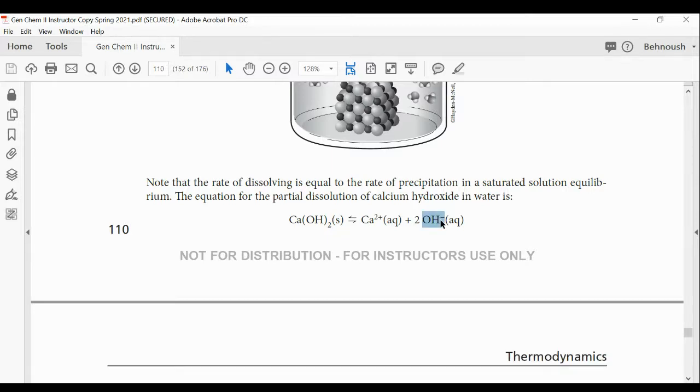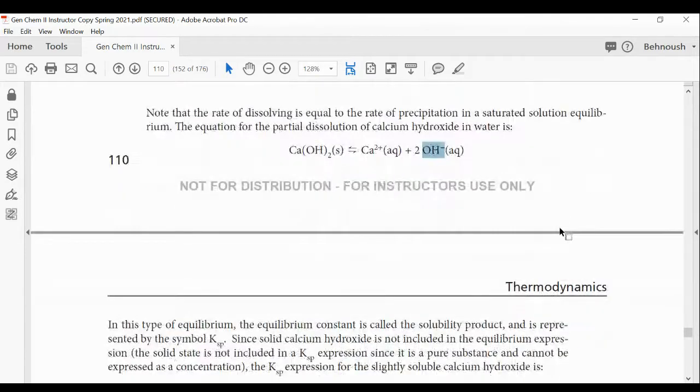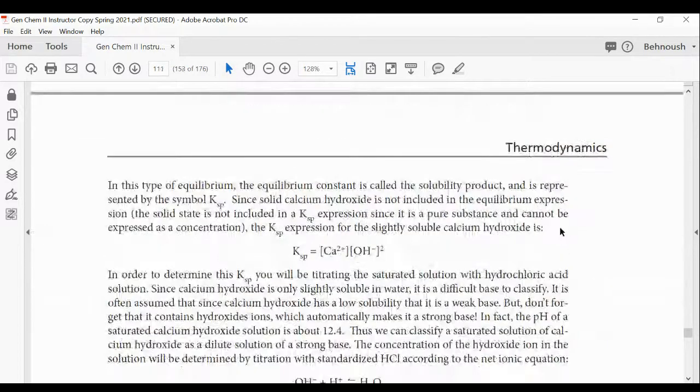If you have the concentration for both of them, has equilibrium been covered? Equilibrium has been covered in lecture, right?